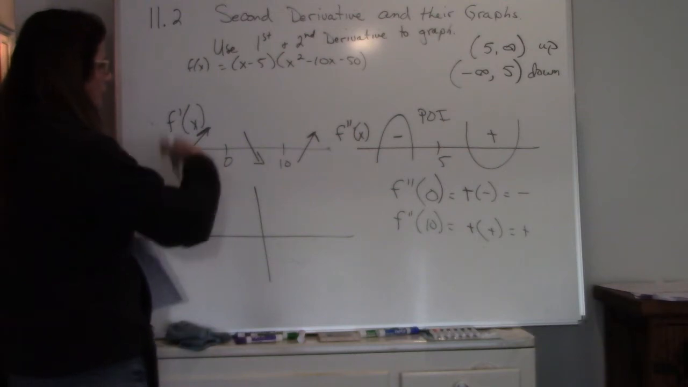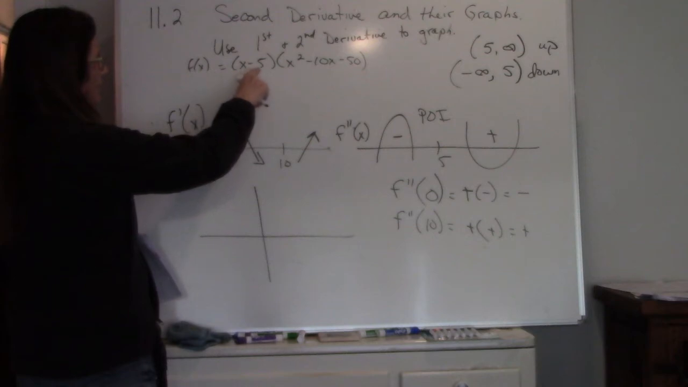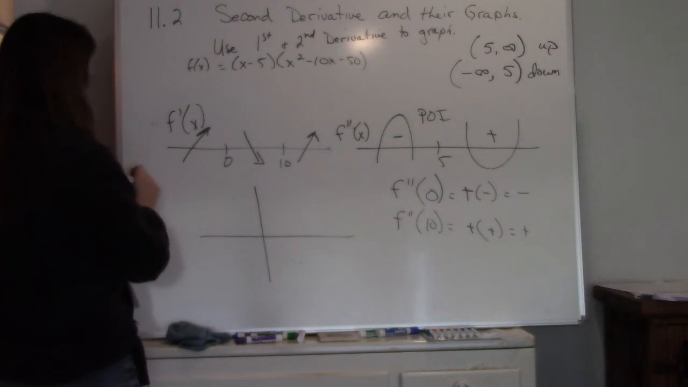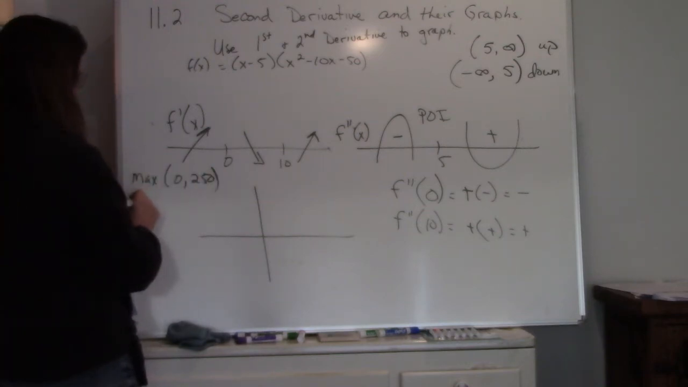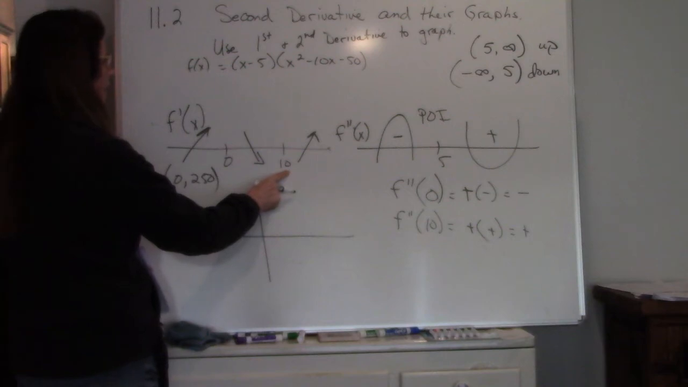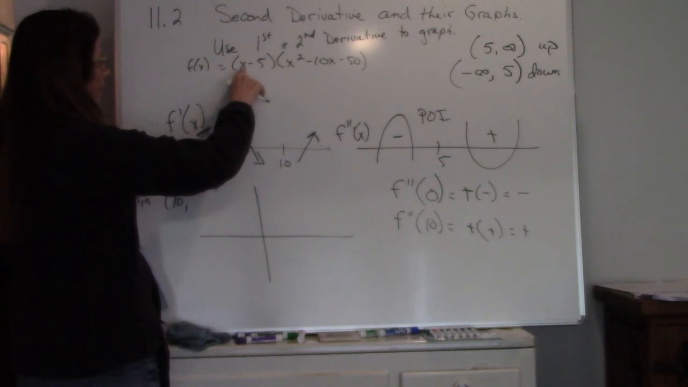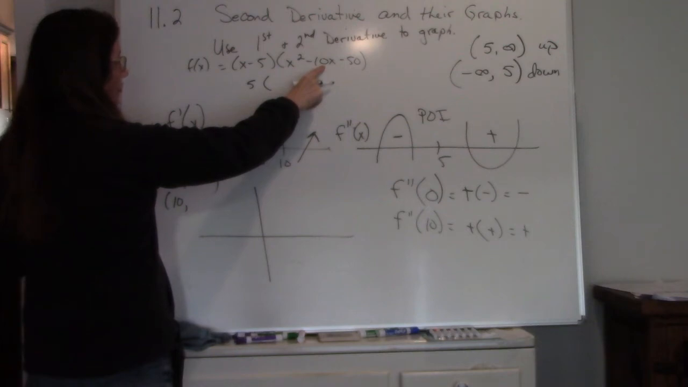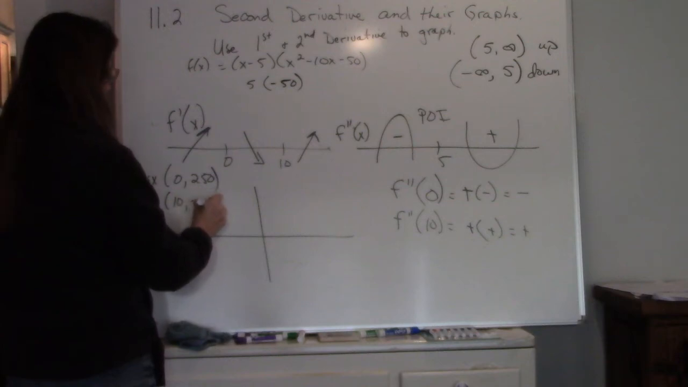So I know at 0, I have a maximum value. Well, this would be easy. If I plug 0 in here, I get negative 5 times negative 50. So my max is at 0, 250. Sorry, I said negative 50. So 0, 250. My minimum is at 10. So I know my minimum is going to be 10 something. So if I plug 10 in here, I get 10 minus 5 is 5. 10 squared is 100. Minus 100. So the hundreds go away. So 5 minus negative 50 gives me a negative 250.